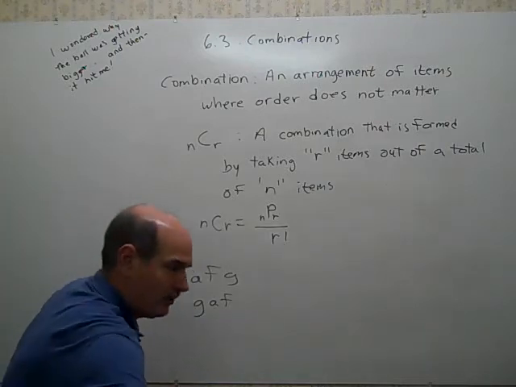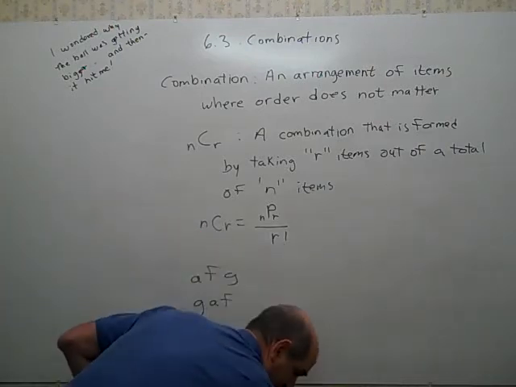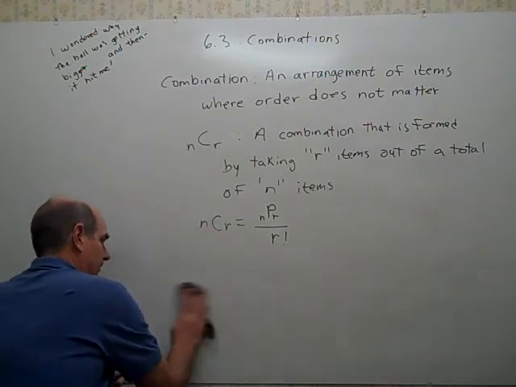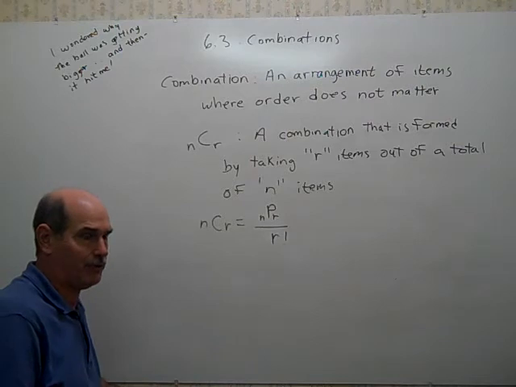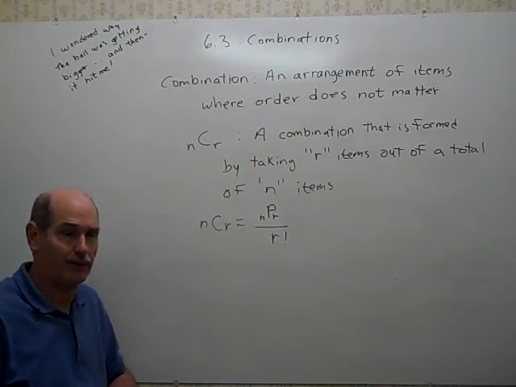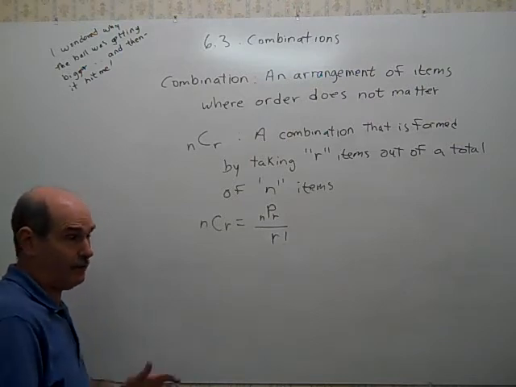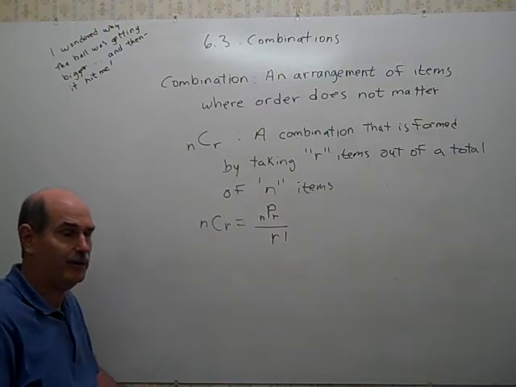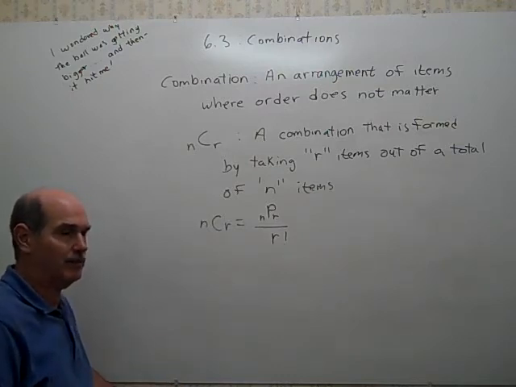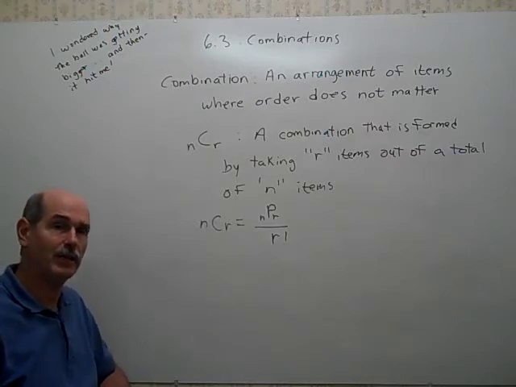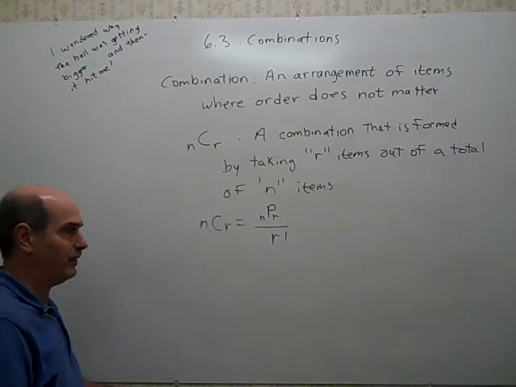You're familiar with combination locks, and if you think about how a combination lock works, you have 3 numbers that you pick out of 36, and actually 37 numbers because 0 is counted in there too, and you have to dial them up in the right order. So technically, that really isn't a combination lock, because in a combination, the order doesn't matter.